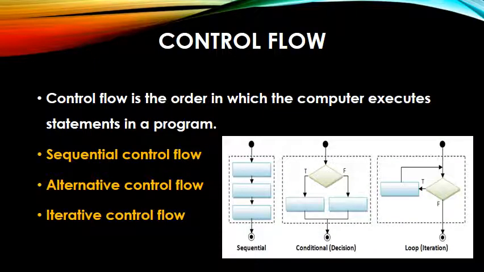Next, what is control flow? Control flow is the order in which the computer executes statements in a program. So here algorithms use control flow to make decisions, that is in which order the statement should be executed. And there are three important control flow statements.